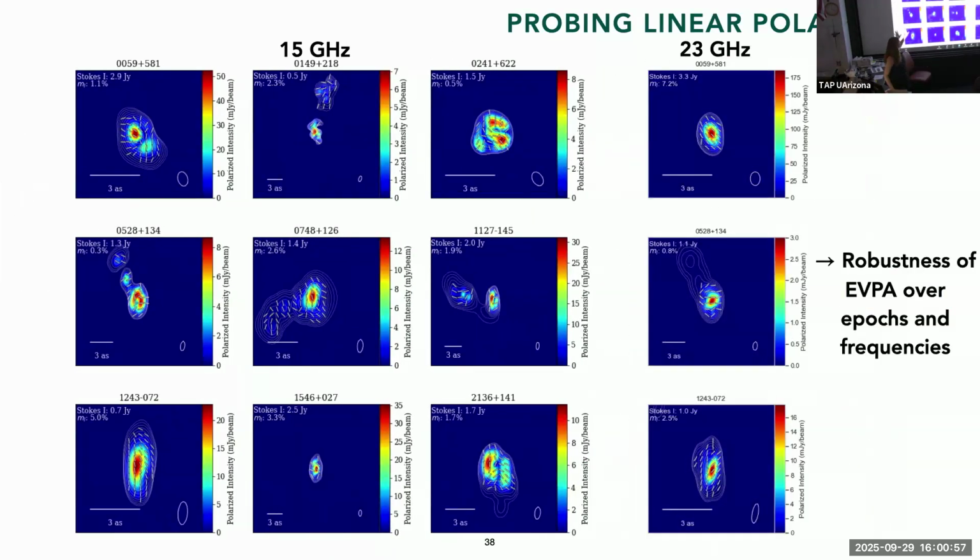We have that in 15 and in 23 gigahertz. And with that study, we tested in linear polarization the robustness of EVPA over epochs and frequencies. So we tested it against the Mojave sample. The Mojave 2 centimeter sample is a publicly available website, and you can just choose from many hundred sources to study your new results or probe it against it.